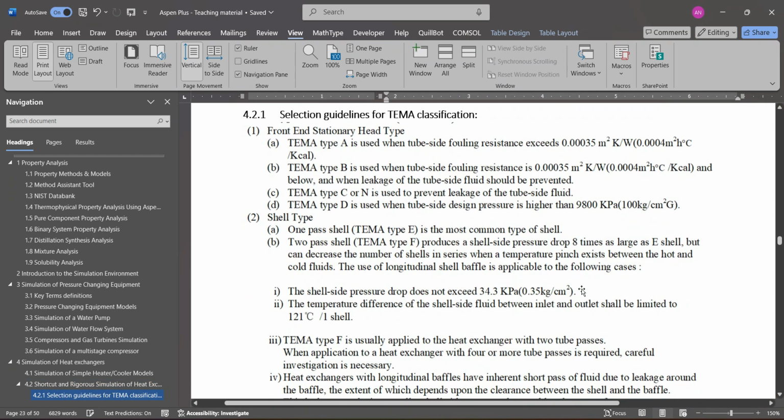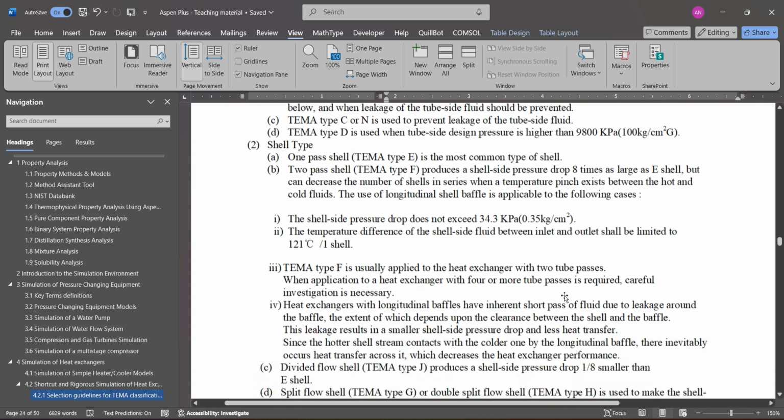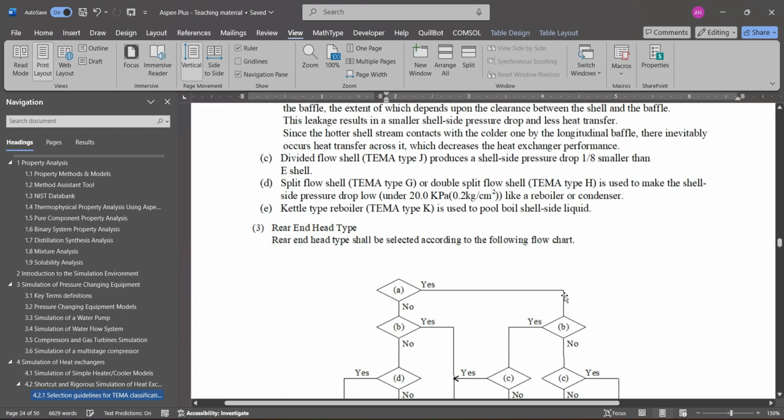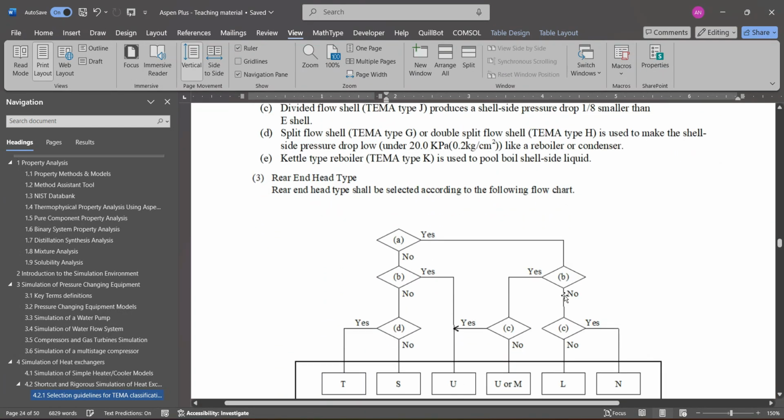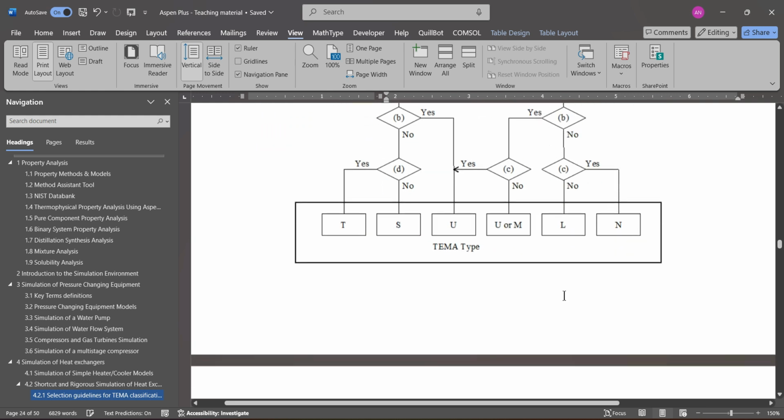Then there are some selection guidelines from the TEMA classifications. I leave it up to you. You can have a look. These are the guidelines for the selection: what should be the front end, the shell, and the bonnet for different types of services. These are typically the thumb rules used in the sizing of heat exchangers.